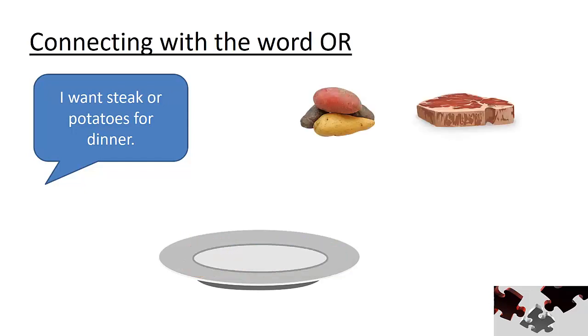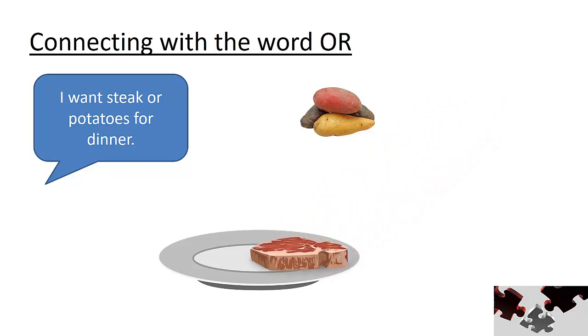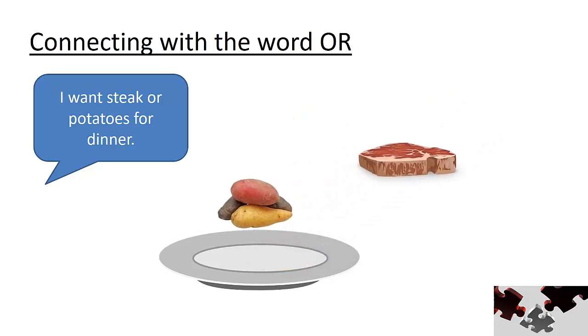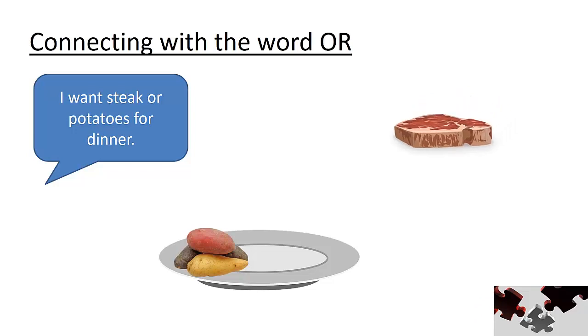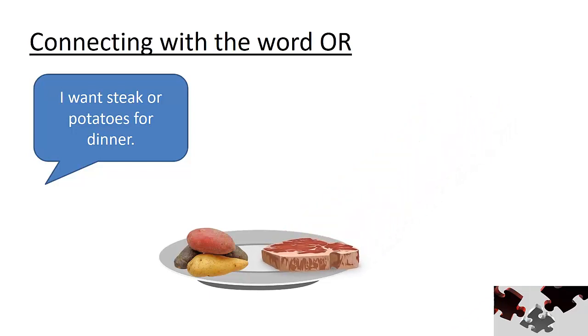What does your intuition say when I say I want steak or potatoes for dinner? What food on my plate would make me happy in this case? Well, I'm logically going to be happy when I get steak on my plate, when I get potatoes on my plate, or when I get both steak and potatoes on my plate. The only time I would really be unhappy is if I don't have anything on my plate. And that's pretty much real life anyway.